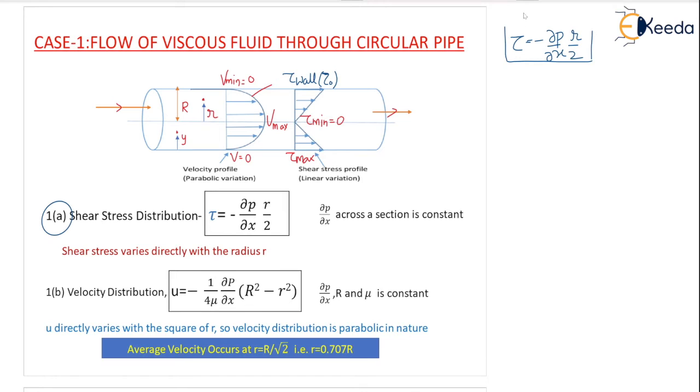What is the importance of this equation? I want to tell you. So this shear stress distribution tells you that whatever be the value of r you are keeping here, you will get the shear stress at that point. That means this is the general formula for finding the shear stress at any point inside the pipe, provided you are going to give the value of a small r.